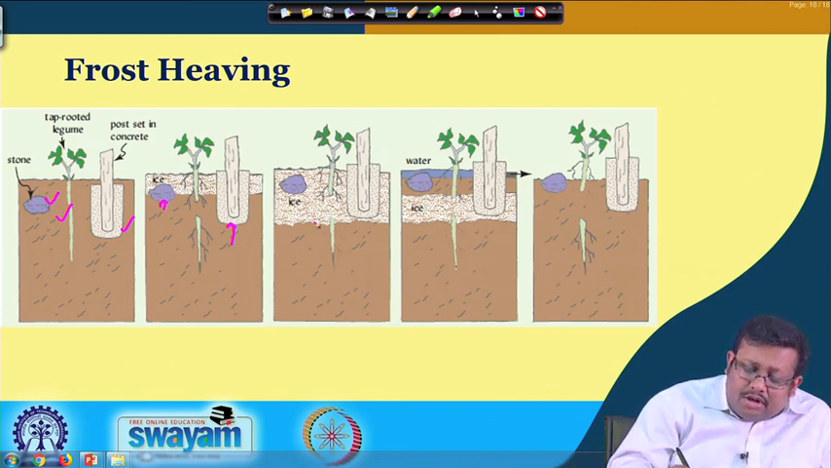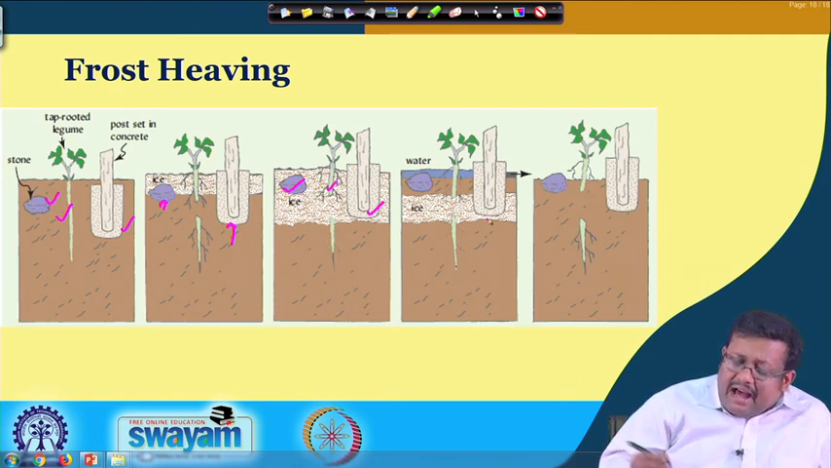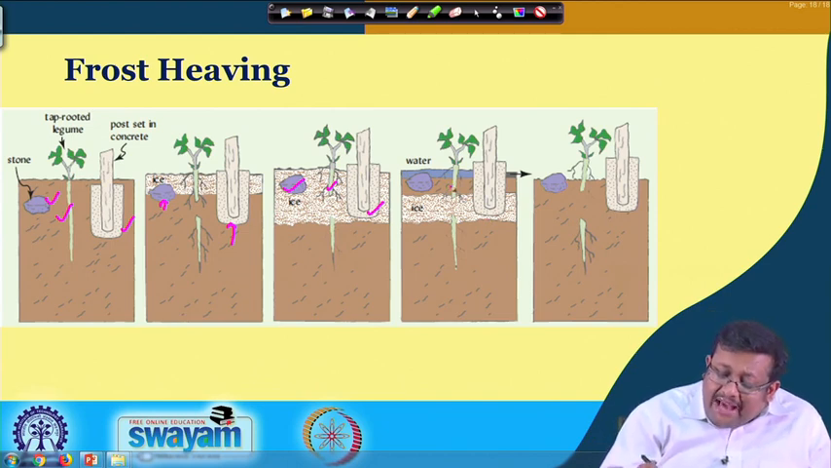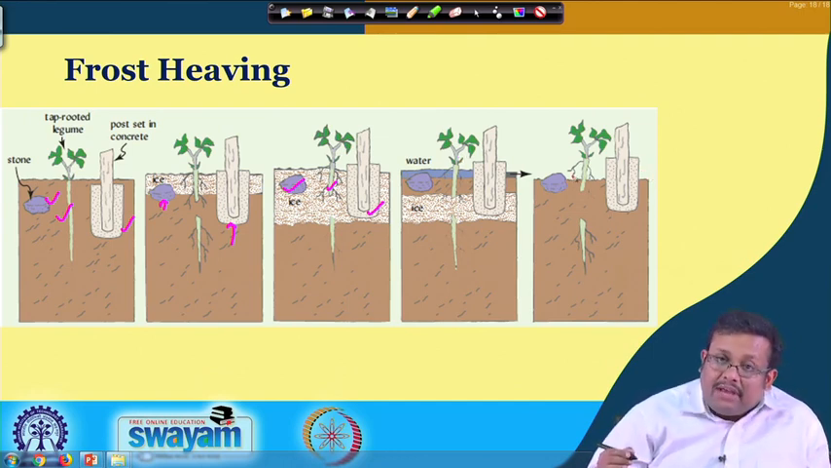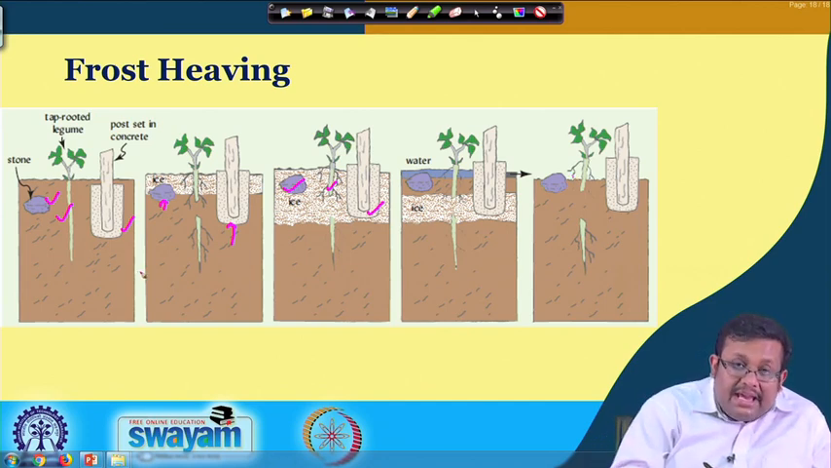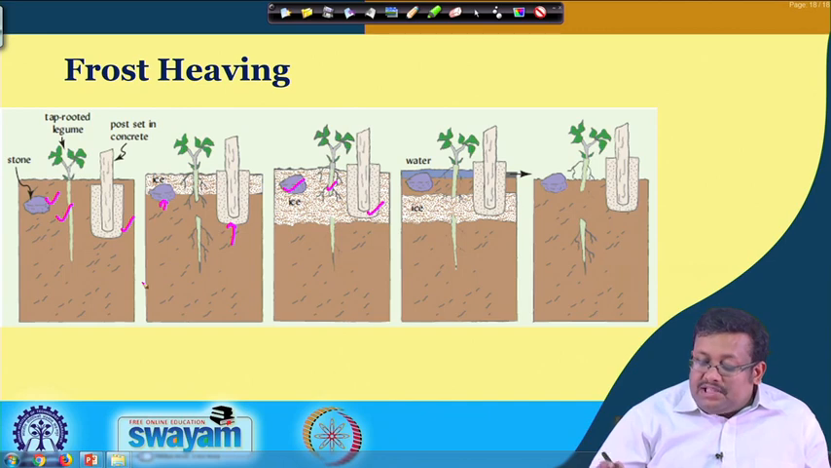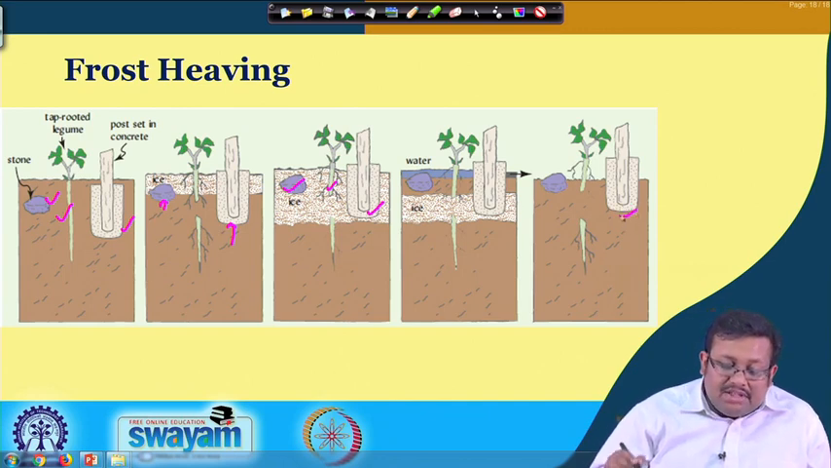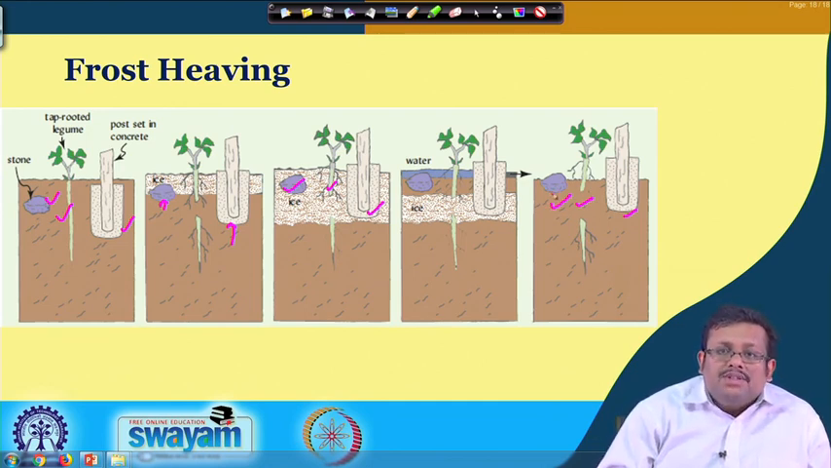As the ice lens continues to grow, the relative position of the post and the plant is increased. After a certain period of time, when the ice melts, the melting starts from the top obviously, but after the total melting of the ice, you will see a relative upward displacement of all the objects, starting from this post, this plant as well as this stone. So this is called frost heaving, and this is very dangerous for any engineering constructions.